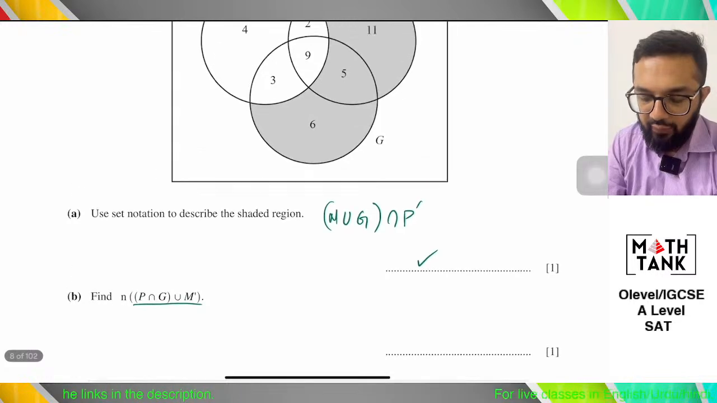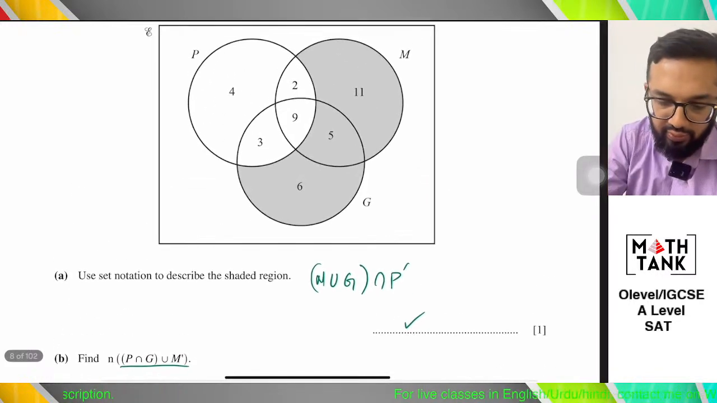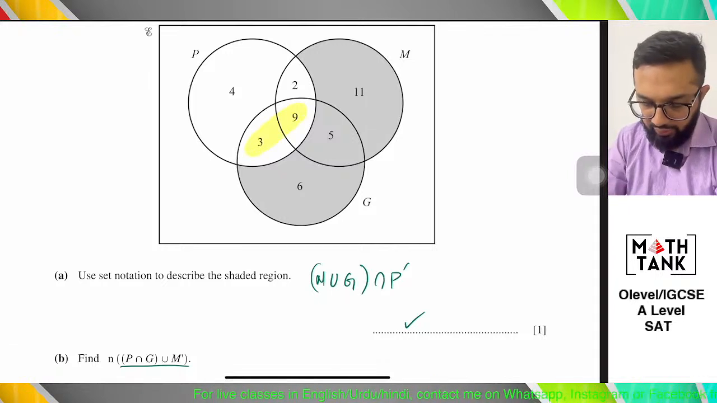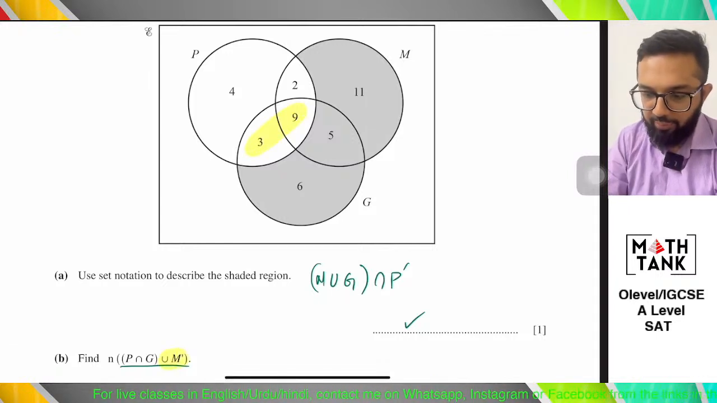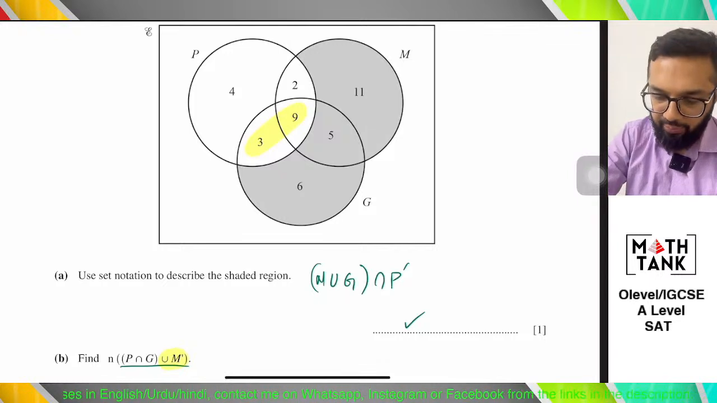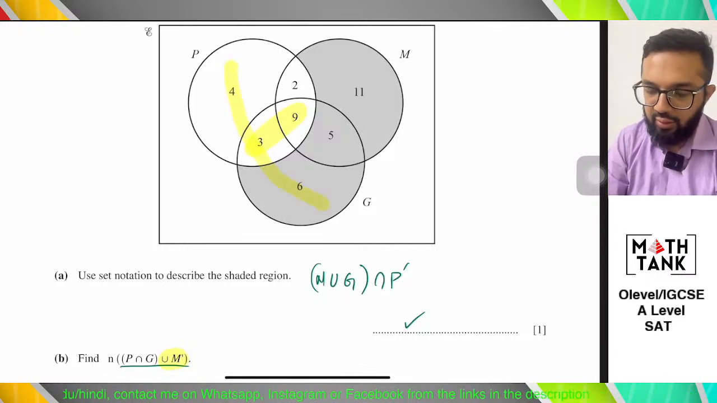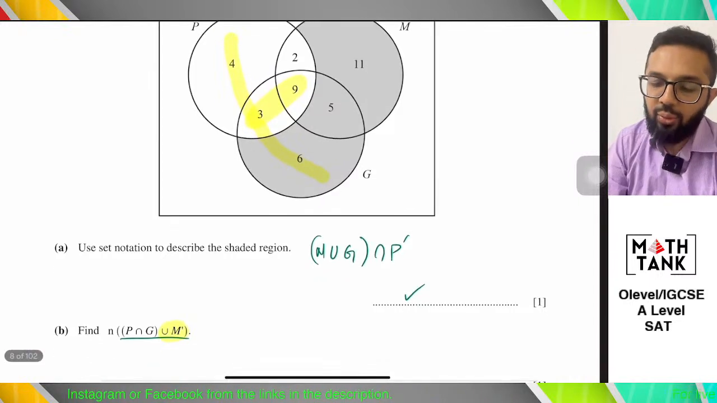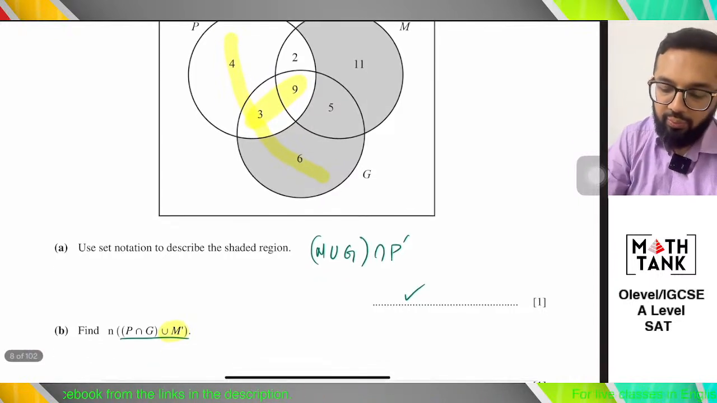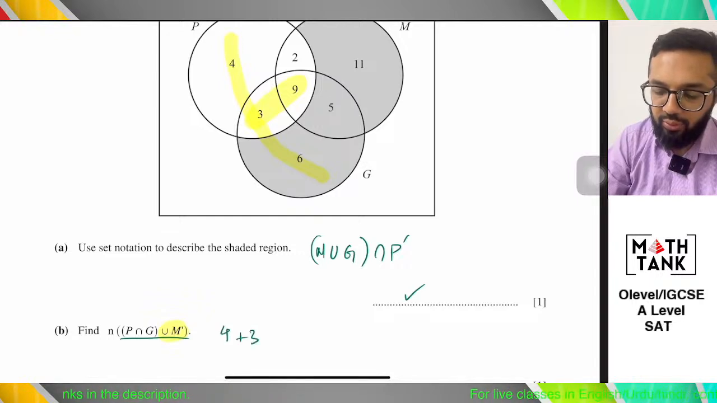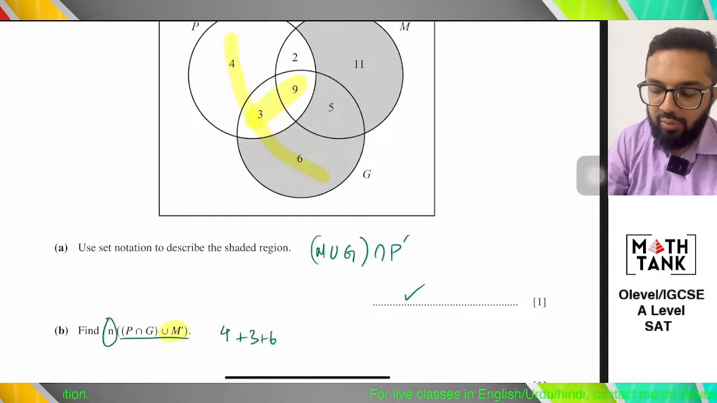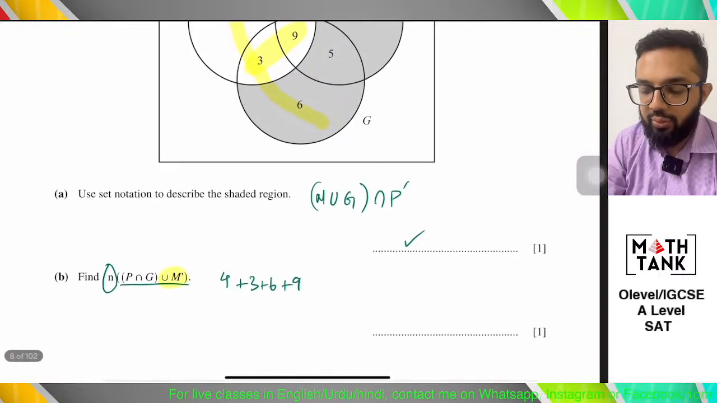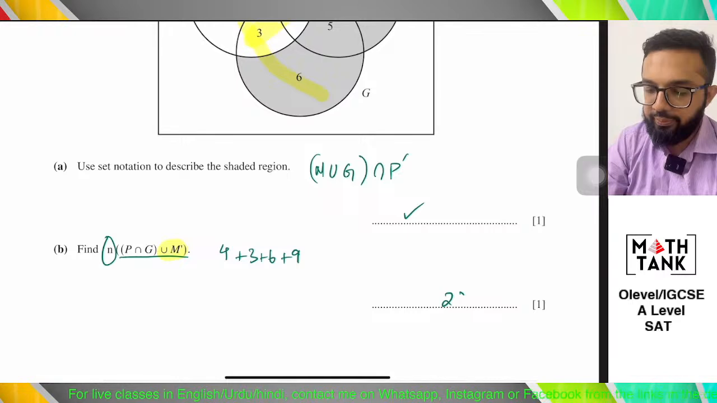Then it says P intersection G and then union M prime. So let's first go with P intersection G. I'm talking about these two, and I want to unite them with M prime. So what are M prime? These are M prime. A union means that you have to add all of them, regardless of whether they're common or not. And this N means that I'm asking you for the number of elements. So 12 and 10 give me 22.